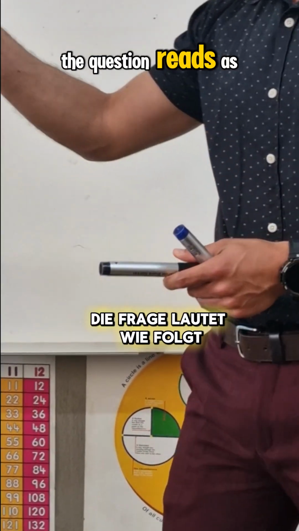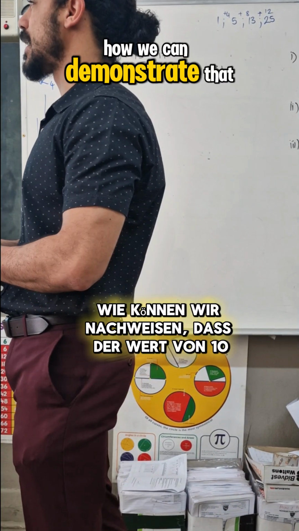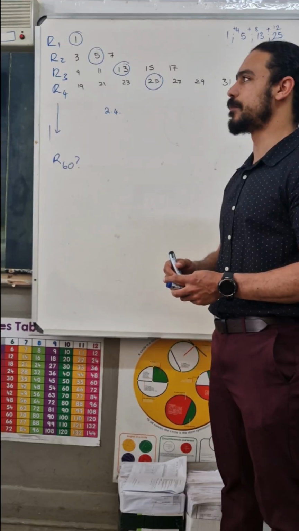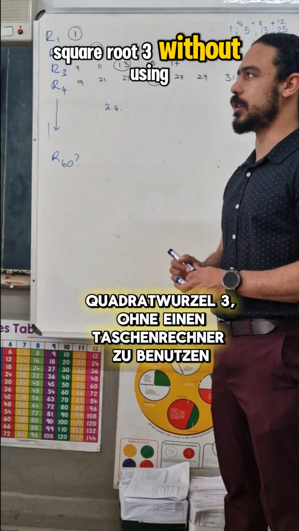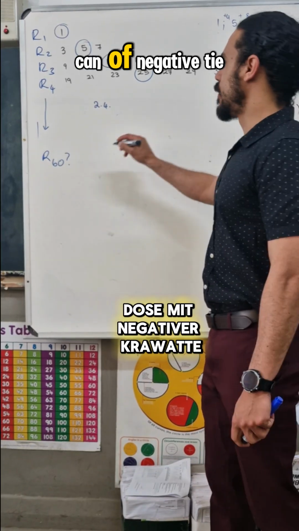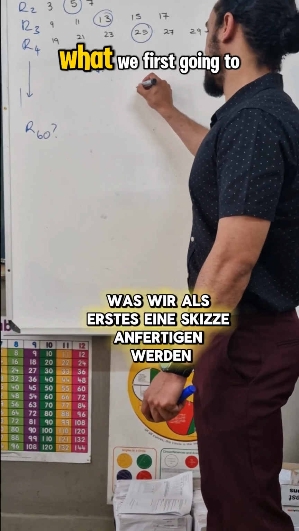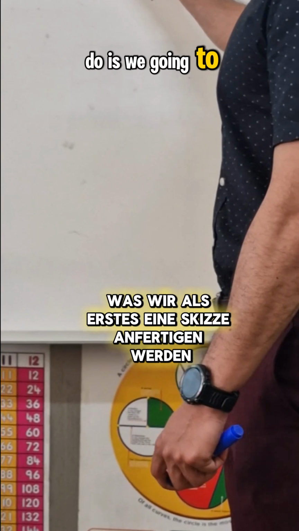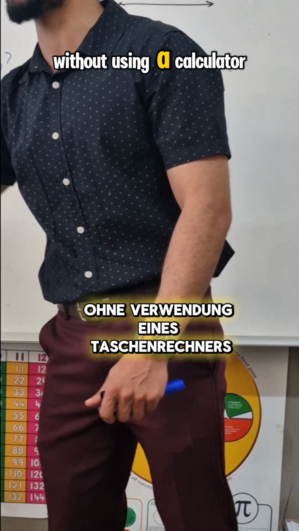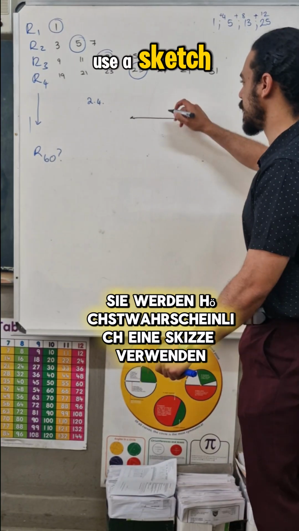So the question reads: how can we demonstrate that the value of tan 300 is equal to negative square root 3 without using a calculator? Alright? So tan of negative 300. What we're first going to do is make a sketch. Whenever you're asked to solve without the use of a calculator, you're most likely going to use a sketch.